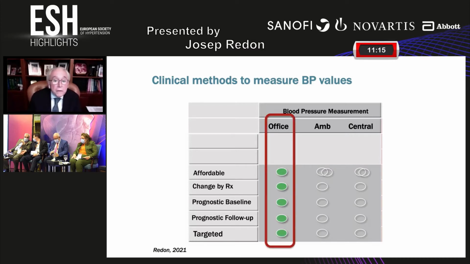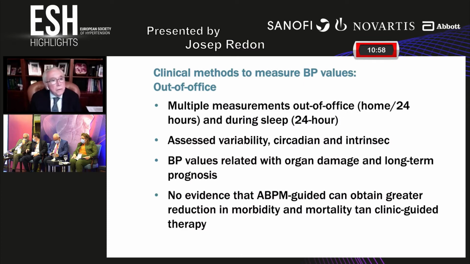Well, if we go to the office, we have more experience over many years. It's affordable, it changes with treatment. We have a lot of data on prognosis and follow-up, and the majority of the trials have targeted it. But if we move to ambulatory or out-of-office blood pressure, we have multiple measurements at home or over 24 hours, and we are also able to measure during sleep. We can assess intrinsic variability and circadian variability. We can obtain blood pressure values that have been better related to the presence of organ damage and to long-term prognosis.